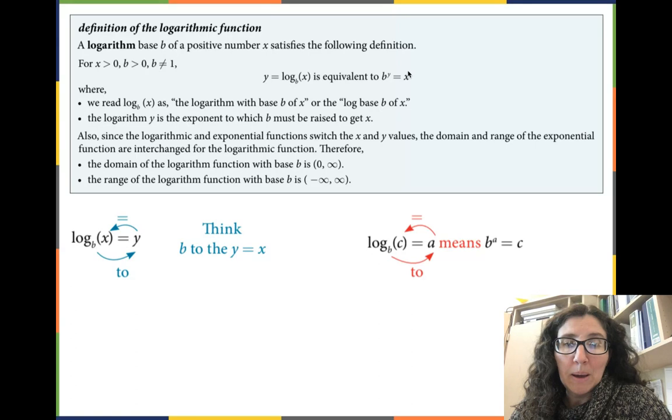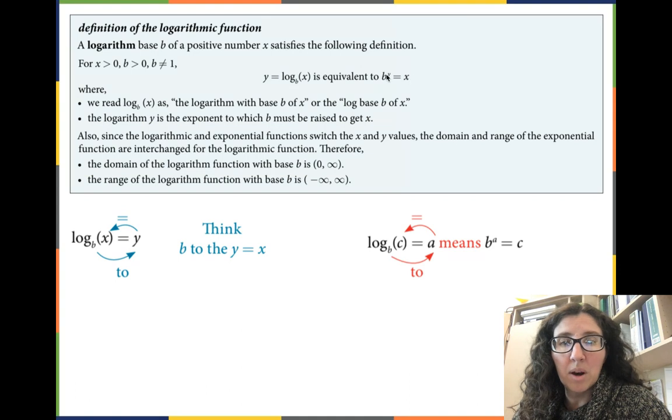So we're going to think about this a lot here. Let's see what we need. We need x greater than 0. We need b greater than 0, and b can't be 1. Remember, when we're talking about exponential functions, the base cannot be 0, it can't be 1, and it can't be negative, right? So b has to be greater than 0 and not 1. That's from the definition of an exponential.